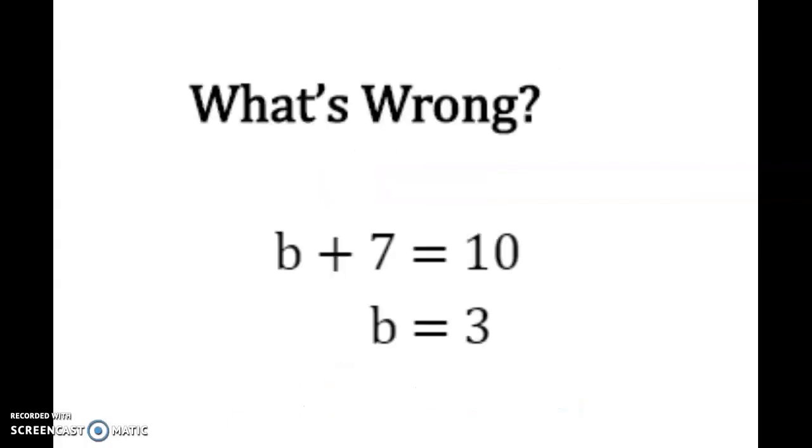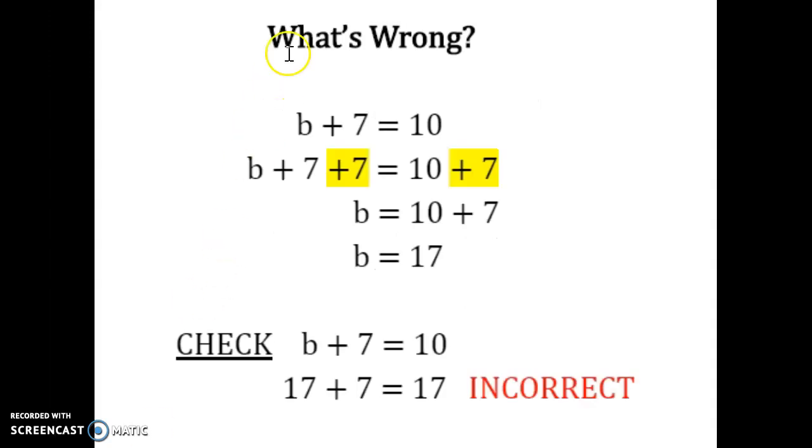Let's take a look at some common student errors. Our first one, B plus 7 equals 10. B equals 3. Wait a minute, Danio, you're saying, but B is equal to 3. Yes, it is indeed equal to 3, but this student is not showing their work, nor are they showing how they arrived at the answer of 3 algebraically. Let's look at what is wrong with this one.